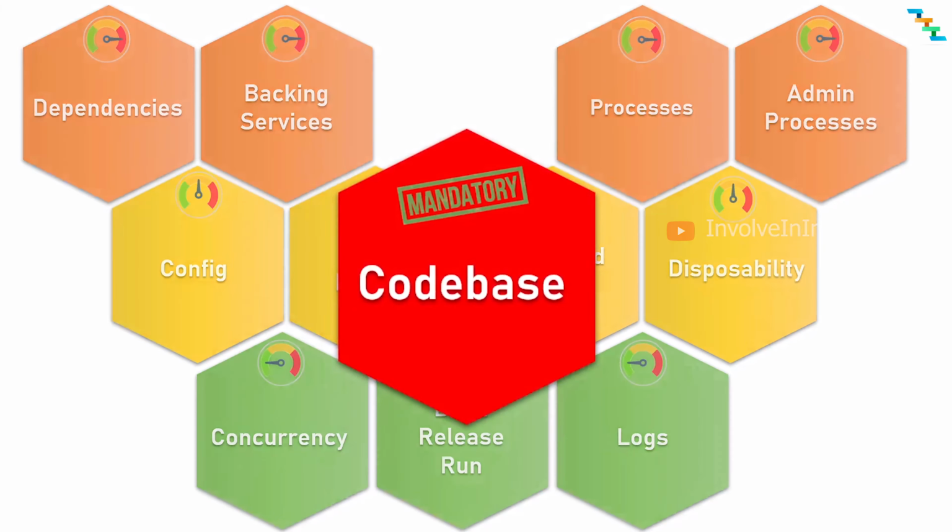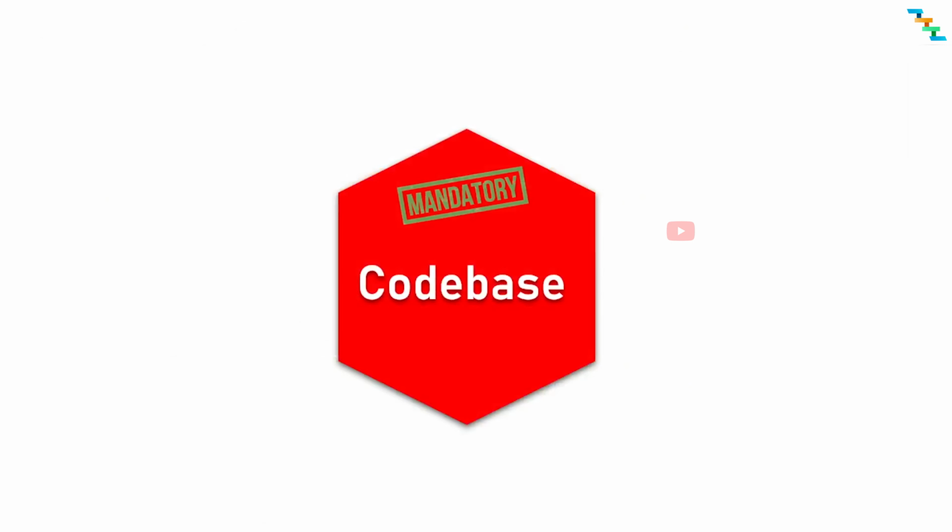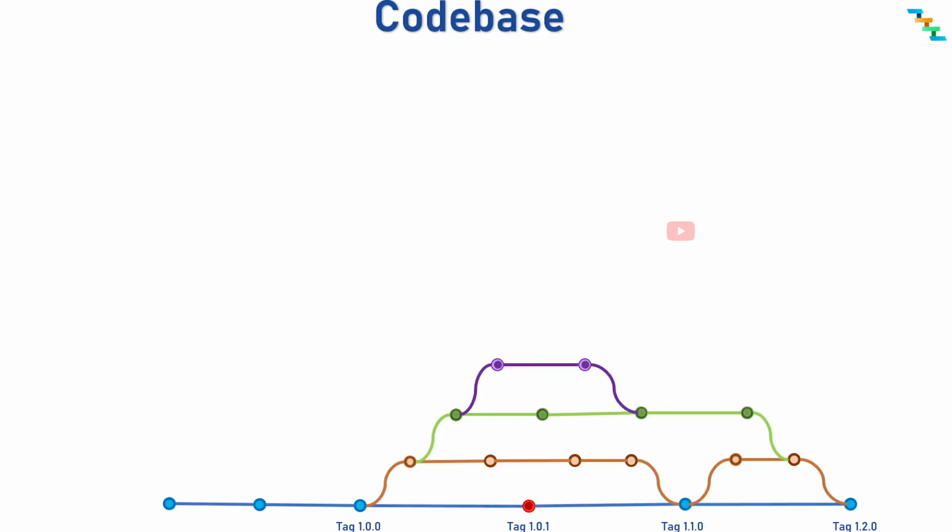Codebase. Use a version control system to store all your code. This is absolutely mandatory. With a version control system, one can track changes, revert to any specific previous version of code, integrate with a CI/CD pipeline seamlessly, and more. To learn more about version control systems, refer to my video tutorial on the importance of version control systems, the link of which I have given in the description.